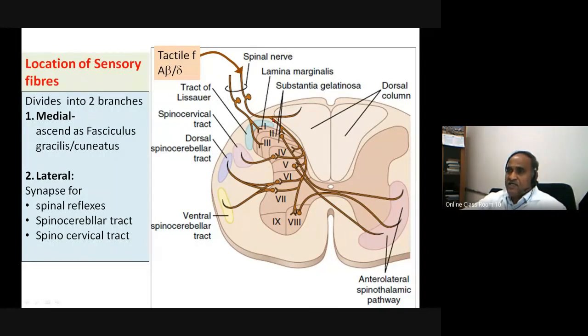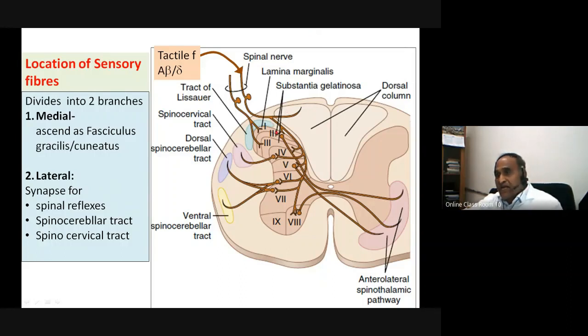This nerve divides into two branches, one medial, another lateral. The medial branch ascends as the posterior column, either as the fasciculus gracilis or fasciculus cuneatus. The fasciculus gracilis is for the lower limb, and cuneatus is for the upper limb and the neck. From the site where they originate, they ascend as these bundles, cuneatus or gracilis, and reach the medulla. So this is one part.